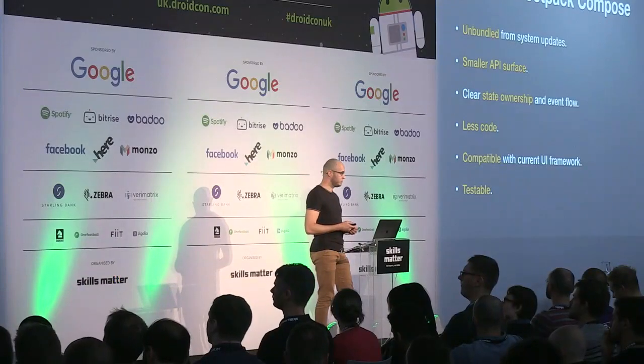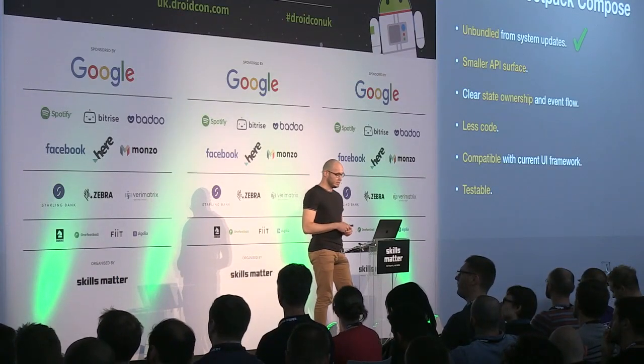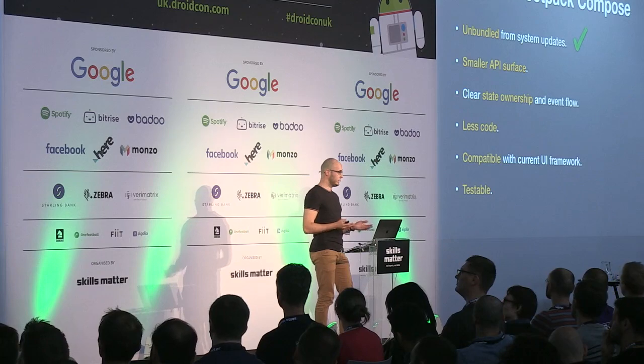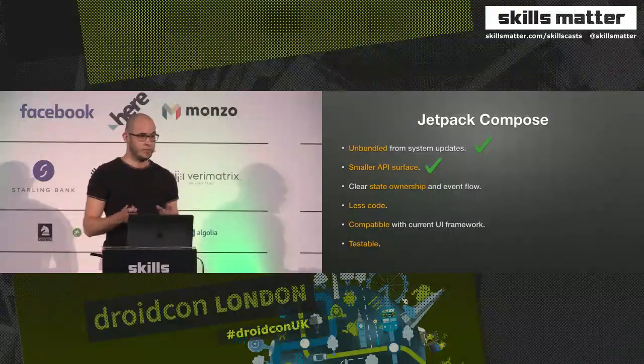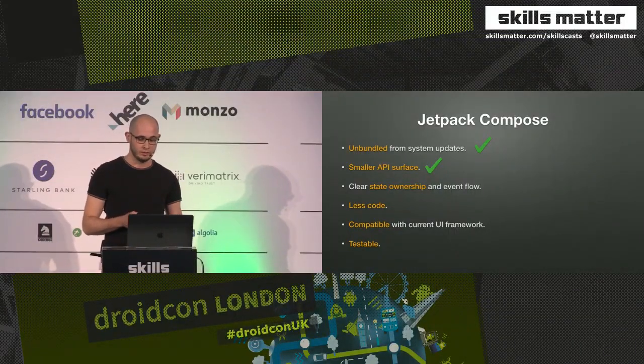So enter Jetpack Compose, which is unbundled from the system because it is a library. We can just update it whenever a new version comes out. It does have a smaller API surface. Basically, there are just a couple of core components and ideas in Jetpack Compose, but together they're powerful. The API is small, but it's very dense. You can do a lot of things with it.